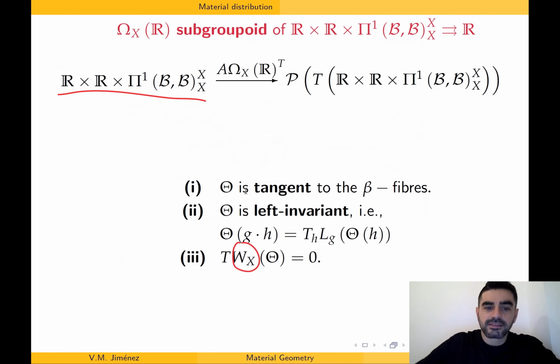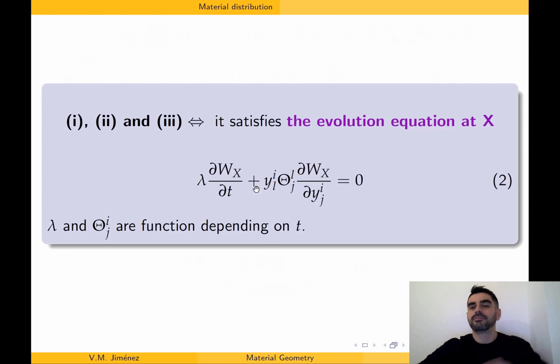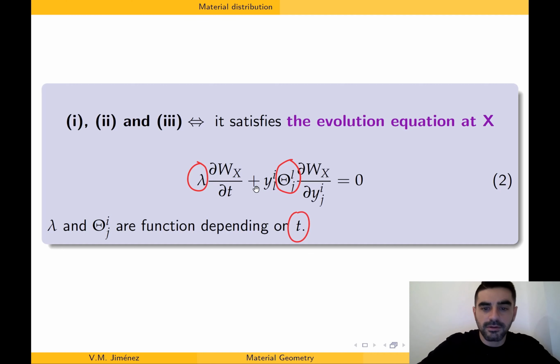If we take this condition and we consider your vector fields in their local coordinates, if you impose these three conditions, what you have is exactly this evolution equation at X. So it is only the imposition of these three conditions over the local coordinates of the vector fields. So you have here an equation where these are the variables which depend on the time variable t. So we have our evolution equation at the particle x.